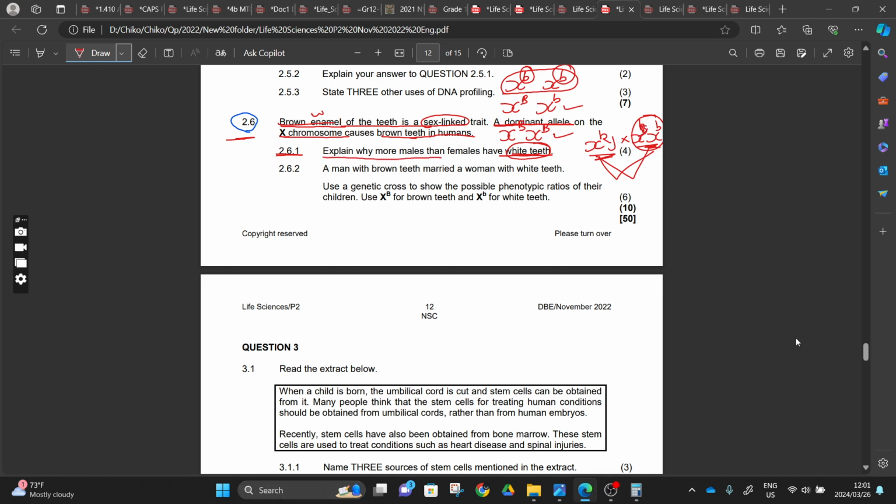So then you have to explain why more males than females have white teeth. You are explaining why more males than females have white teeth, because males only need one recessive X-linked allele for them to be white, and females will need two of them. So hence we find that we have more males that have white teeth compared to females that have white teeth. Right? You explain this, you are now at the right gear.